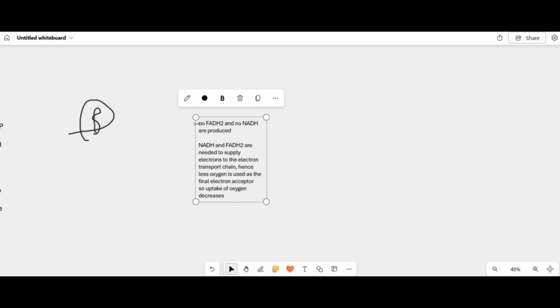Let's break this down. No FADH2 and no NADH are produced because of the reaction not happening, and those are needed to supply electrons into the electron transport chain. Oxygen is the final acceptor that accepts the electrons at the end. If no electrons are being added to the electron transport chain, they can't be accepted, which means there's no use for oxygen. So the oxygen uptake decreases. You get it? Question 2A.